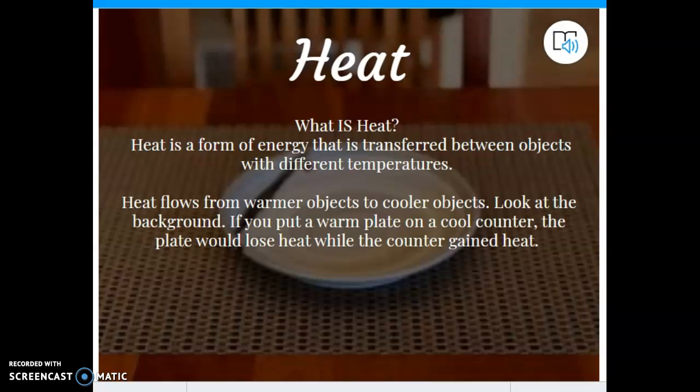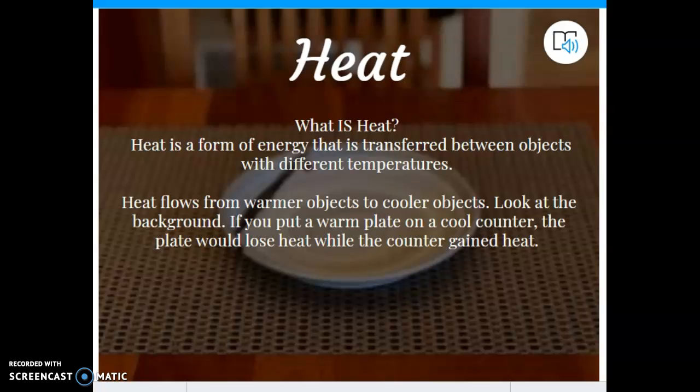As we've mentioned, what is heat? We've learned that heat is actually a form of energy, and that energy is transferred between objects, especially if those objects have different temperatures. You can't have objects of the same temperature transfer any energy. When you have objects of different temperatures, it moves, and heat moves from the warmer object to the cooler object.